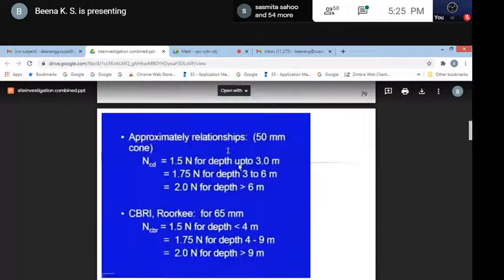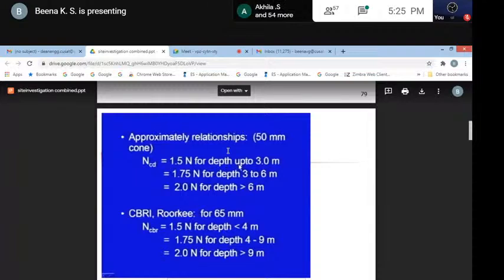Approximately, this is for a 50 mm cone. This is a general, very approximate one. NCD is approximately equal to 1.5 times N for depth up to 3 meter, 1.75 times N for depth 3 to 6 meter, and 2N for depth greater than 6 meter.